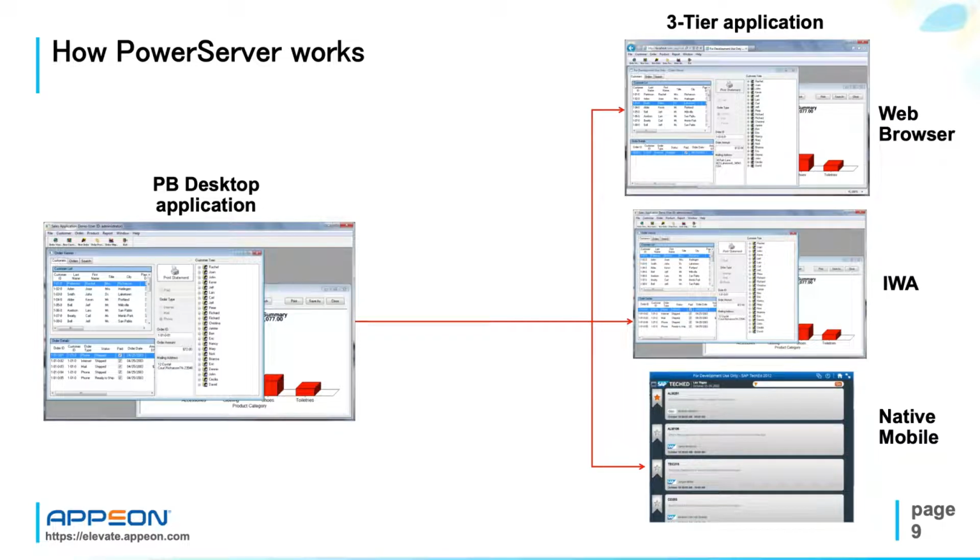Let me tell you how PowerServer works, both web and mobile. From the native PowerBuilder source, Appeon PowerServer can generate N-tier applications that can run on the web or mobile environment. Here you see the native desktop application can run within a web browser, can run as an installable web app, which is still a web application but without the need of an actual browser, or it can run as a native mobile app. In that case, you may want also to change the UI to make it more mobile friendly and crispy.